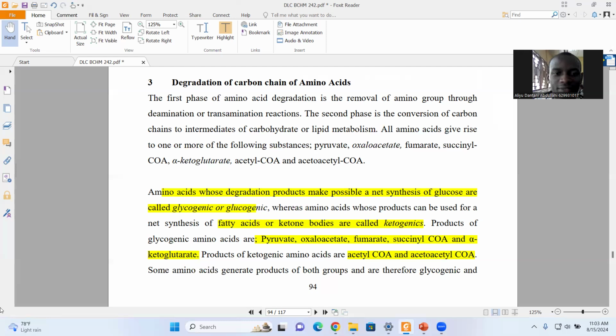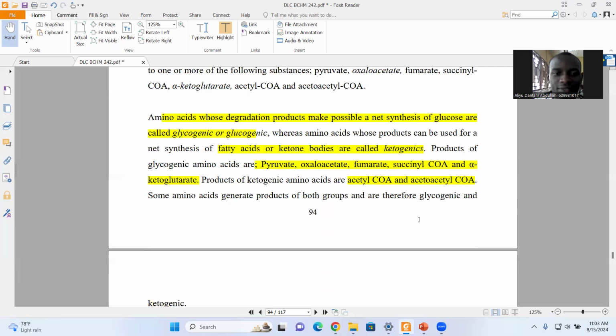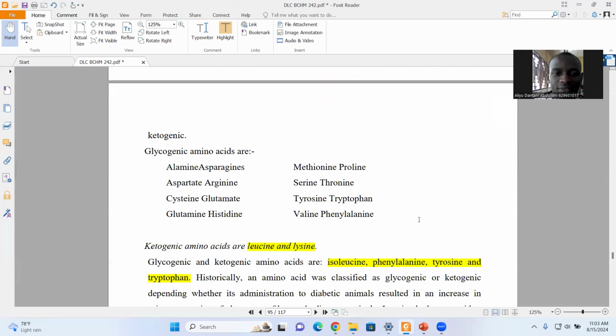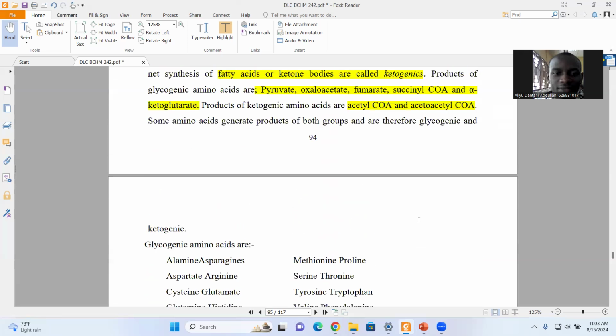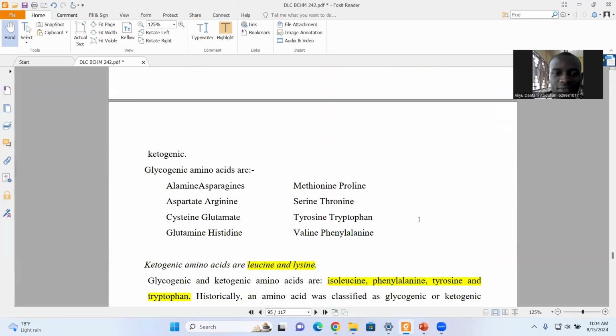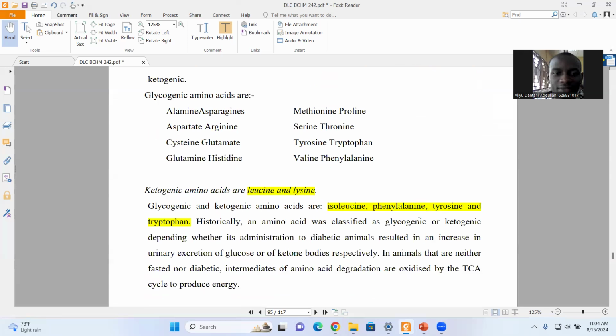So try to make the connections, please, from previous classes and from what I even mentioned earlier. Products of ketogenic amino acids are acetyl-CoA and acetoacetyl-CoA. Remember ketone bodies and fatty acid oxidation. You should remember acetyl-CoA and acetoacetyl-CoA. Okay, these are examples of glucogenic amino acids that can be used as precursors for synthesis of glucose.